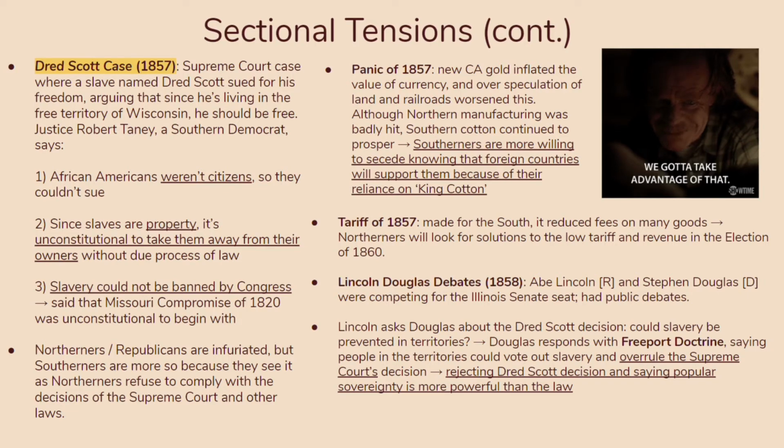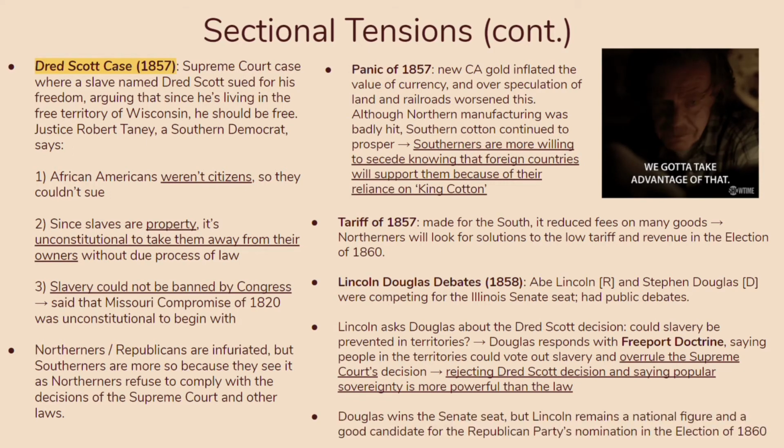Douglas responds with what becomes known as the Freeport Doctrine, saying people in the territories could vote out slavery and overrule the Supreme Court's decision. In other words, he's directly rejecting the Dred Scott decision and saying that popular sovereignty is more powerful than the law. And although this is controversial, Douglas does end up winning the Senate seat, but Lincoln remains a national figure, and as we find out, he will become the Republican Party's nominee in the election of 1860.